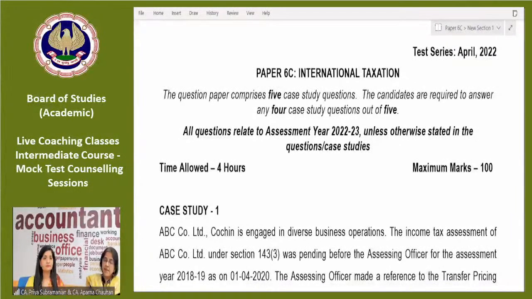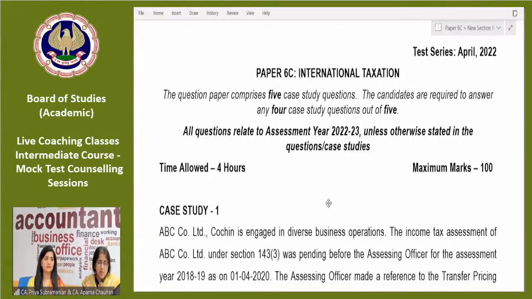Actually, you should keep in mind that you won't get simple knowledge-based questions, like you might get in the other 4 papers, because it's an open book. So higher level skills are being assessed. For that, you have to sharpen your thinking, and that is possible only if you apply the provisions and concepts that you learn in international taxation, in problem solving, in case study based scenarios.